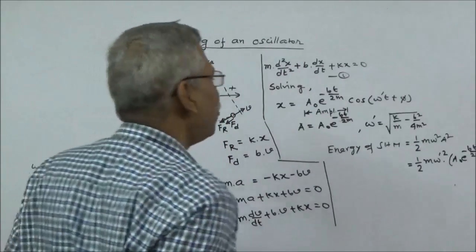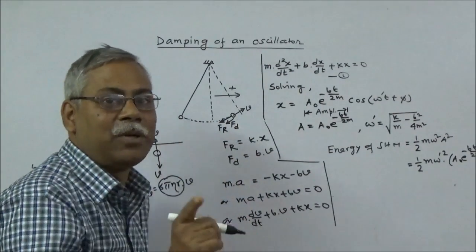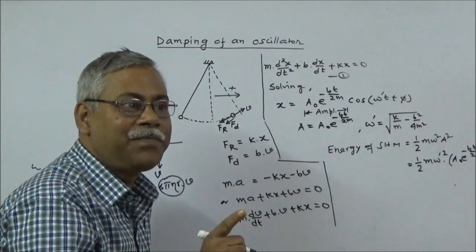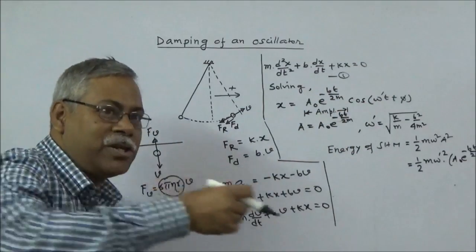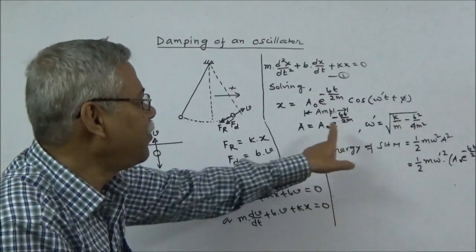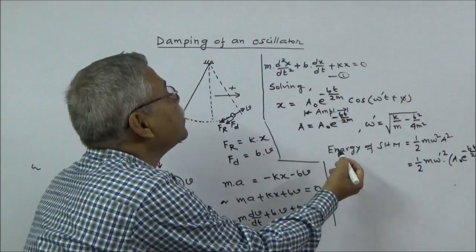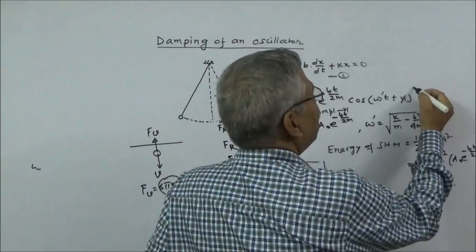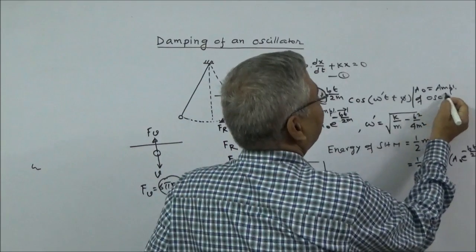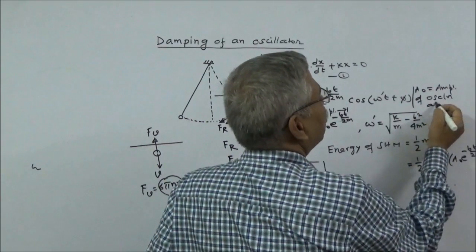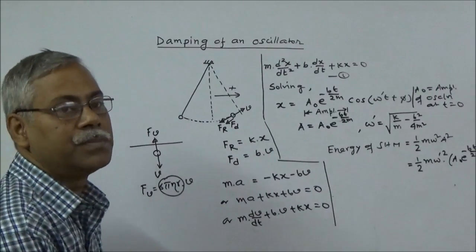A naught is the amplitude of vibration at t equal to 0. A naught is the maximum amplitude of vibration. When is the amplitude of vibration maximum? At t equal to 0. When you have released the body, it will vibrate with maximum amplitude, then the amplitude gradually comes down. Write this: A naught equals amplitude of oscillation at t equal to 0.